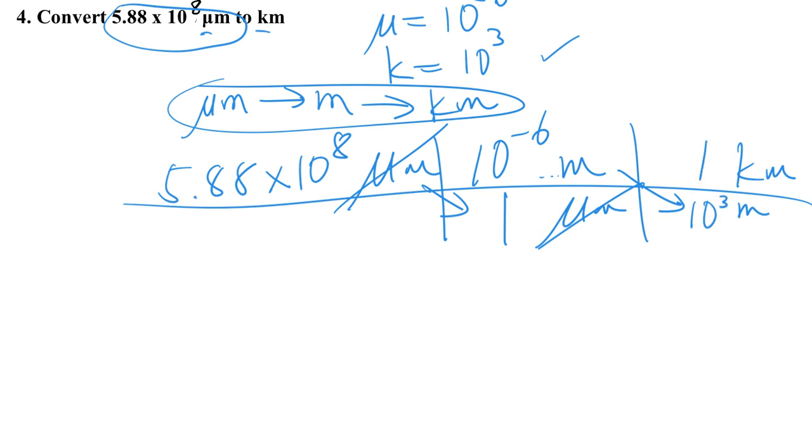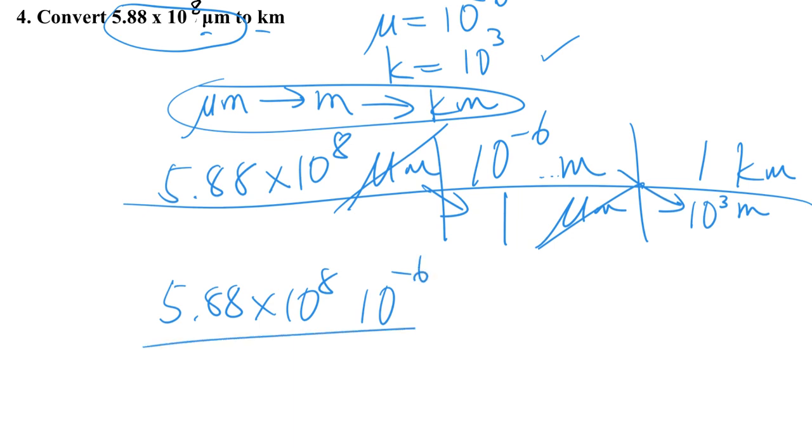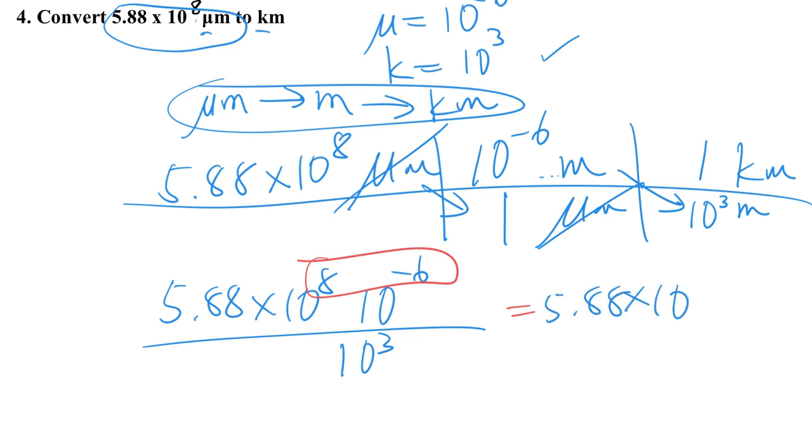So this would be 5.88 times 10 to the 8 times 10 to the negative 6 divided by 10 to the 3. Okay, so you can do this on your calculator, but this is a shortcut. 8 plus negative 6. So that equals 5.88 times 10. 8 plus negative 6 is positive 2. On top, divided by 10 to the 3 on the bottom.